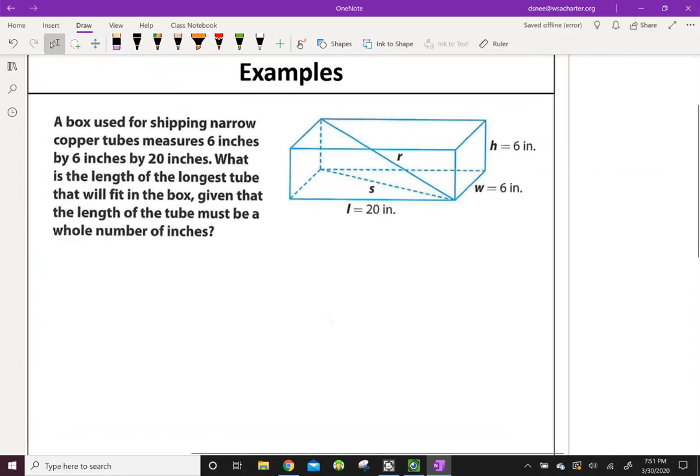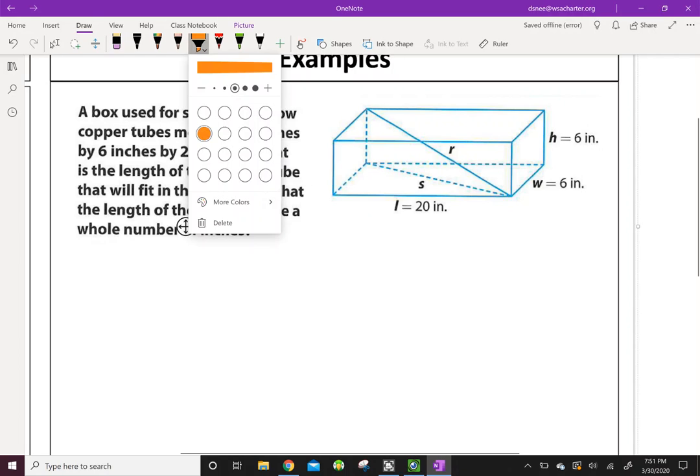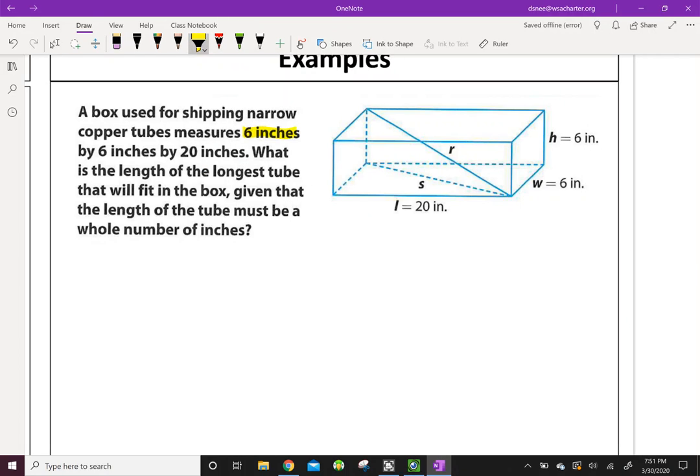Okay, so here's an example. It says a box used for shipping narrow copper tubes measures 6 inches by 6 inches by 20 inches, right? It shows that right over here: 6 by 6 by 20. What is the length of the longest tube that will fit in the box, given that the length of the tube must be a whole number of inches? So we're going to have to round our final answer.